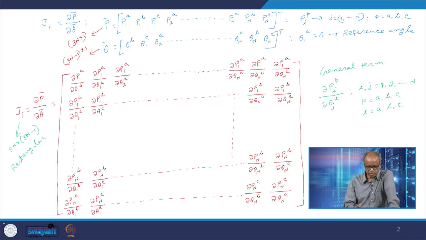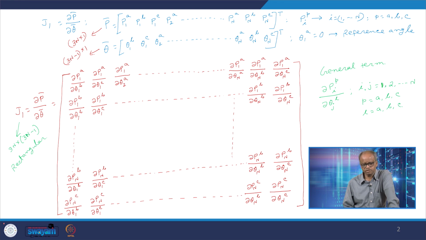Hello, welcome to this lecture on modeling, analysis and estimation of three-phase unbalanced power network. In the last lecture, we have been talking about the derivation of the Jacobian element. So, we have just started talking about the matrix J1, or rather basically the submatrix J1. For this submatrix J1, we said that J1 is nothing but del P by del theta, and our P vector is given by P1A, P1B, P1C, and then up to PnA, PnB, PnC.